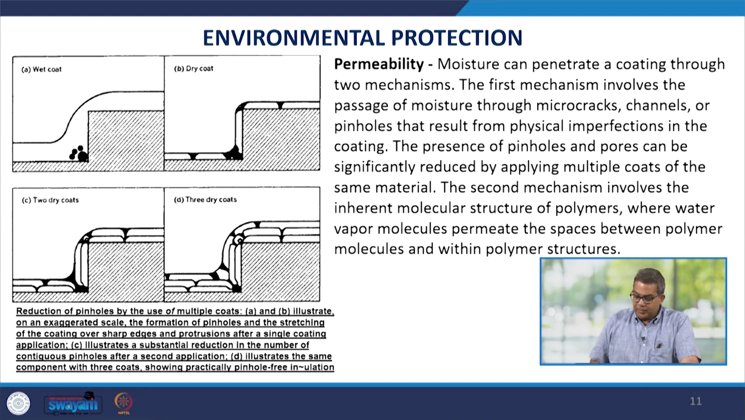Let us talk about the permeability. Moisture can penetrate a coating through two mechanisms. The first mechanism involves the passage of moisture through microcracks, channels, or pinholes that result from physical imperfections in the coating. The presence of pinholes and pores can be significantly reduced by applying multiple coats of the same material. The second mechanism involves the inherent molecular structure of the polymer, where water vapor molecules permeate the spaces between the polymer molecules and within the polymer structure.